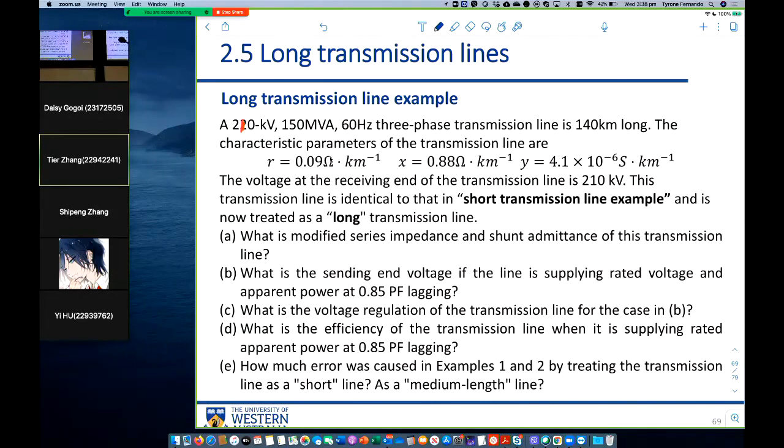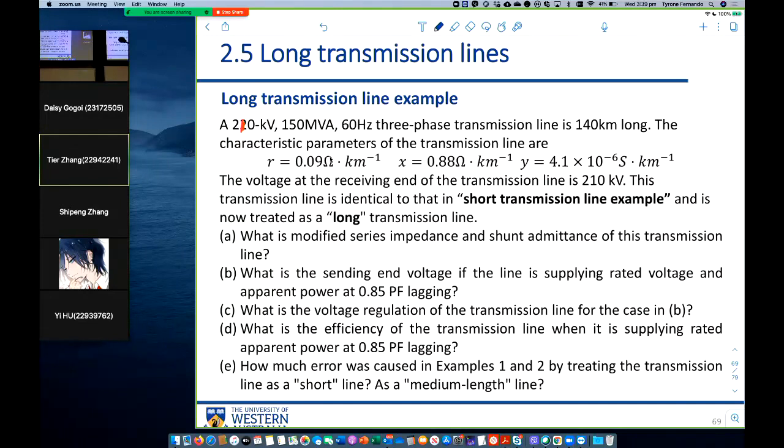So these values, when we read, we are reading a voltage. A three-phase transmission line is 140 kilometers long. So there are some rated values. Rated voltage is 210 kilovolts. Rated power is 150 megavolt amps, right? Megavolt amps is voltage times current, apparent power. So if I have the rated voltage and the rated power, I can also find the rated current. Rated power divided by rated voltage will give me the rated current. So these are the rated values.